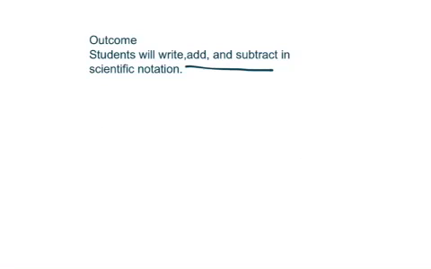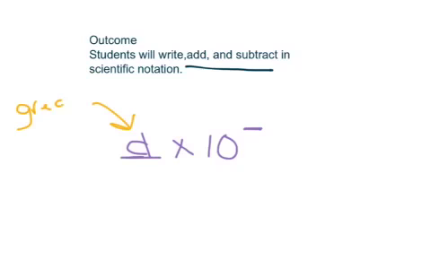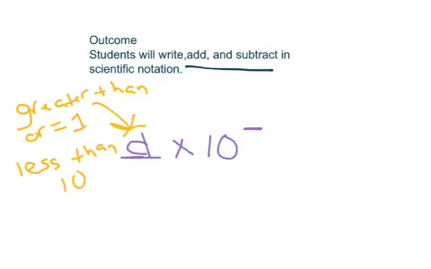Okay, before we get into our first example, I just want to reiterate a few things. Remember, whenever we're working with a value in scientific notation, you have this value, let's just say D, and it's always times 10 to a certain power. Remember, this value right here has to be greater than or equal to 1, but it also has to be less than 10. So remember, this value out in front can be greater than or equal to 1, but also less than 10.